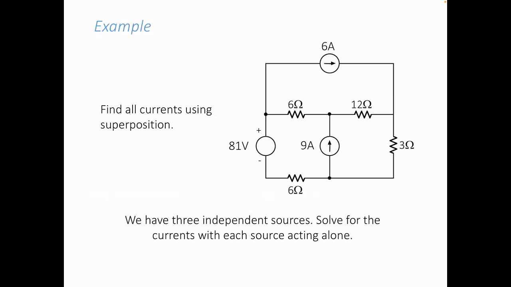Okay, so here we just make the example a little bit more difficult. This time we have three sources. You have your 81 volt source, you have your 6 ampere source, and you have your 9 ampere source. So for any current in any resistance, it will be due to three components: a component due to the 81 volt source, a component due to the 6 ampere source, and a component due to the 9 ampere source. So if the problem is find all currents using superposition, then we have to compute for all currents contributed by each of the sources acting alone.